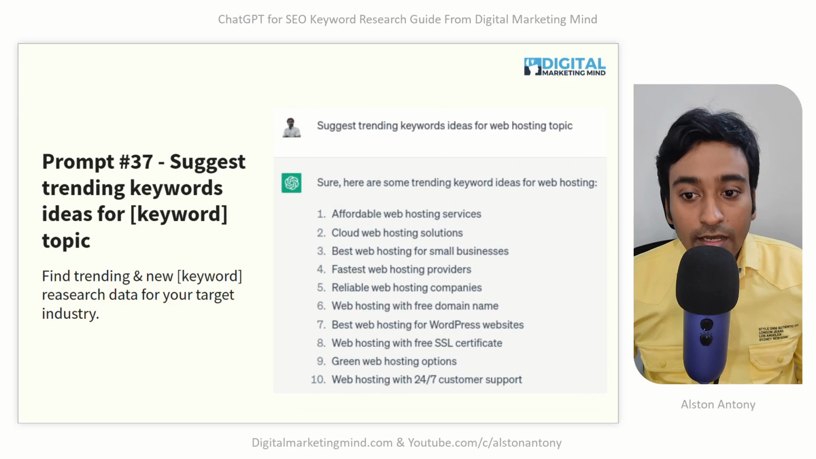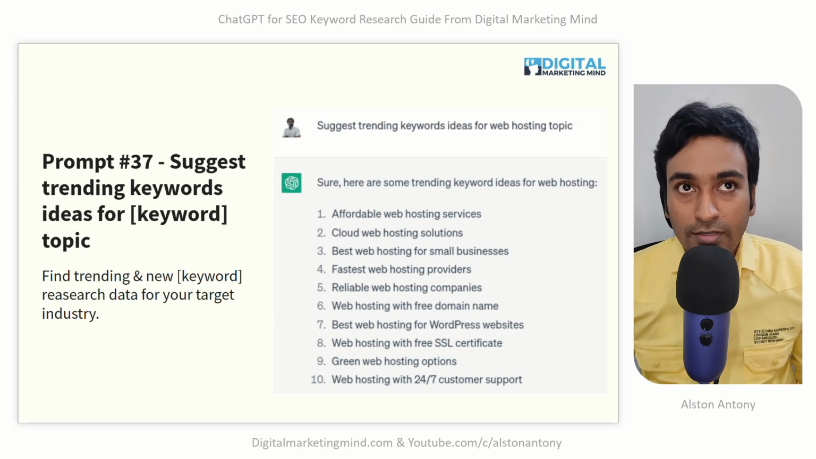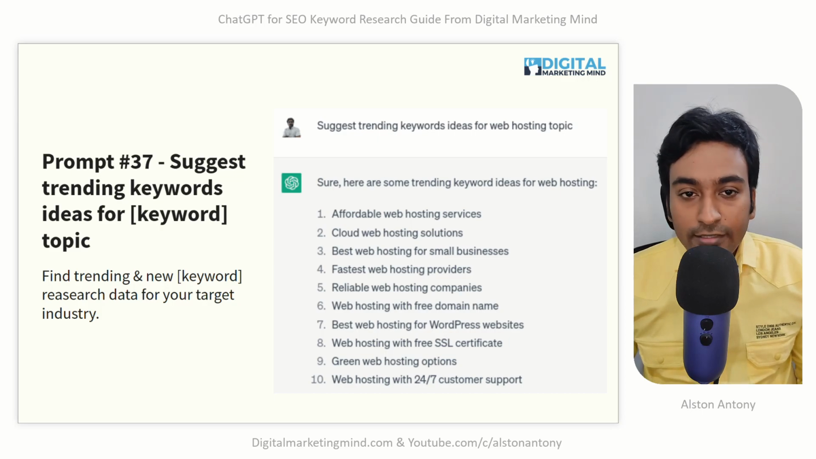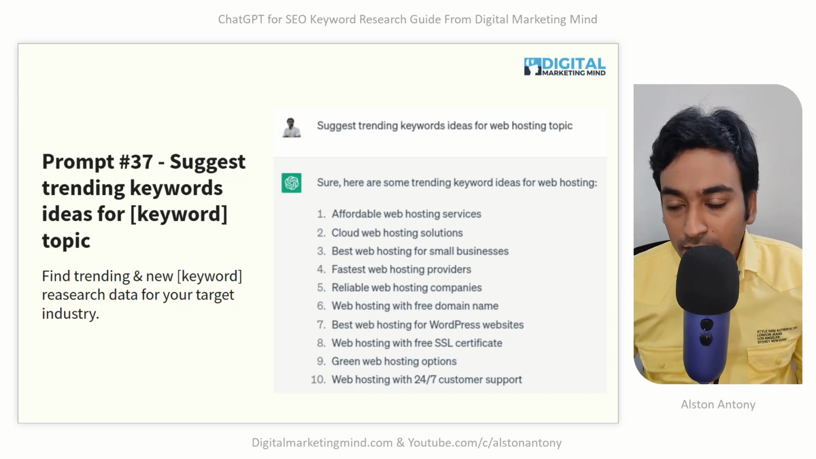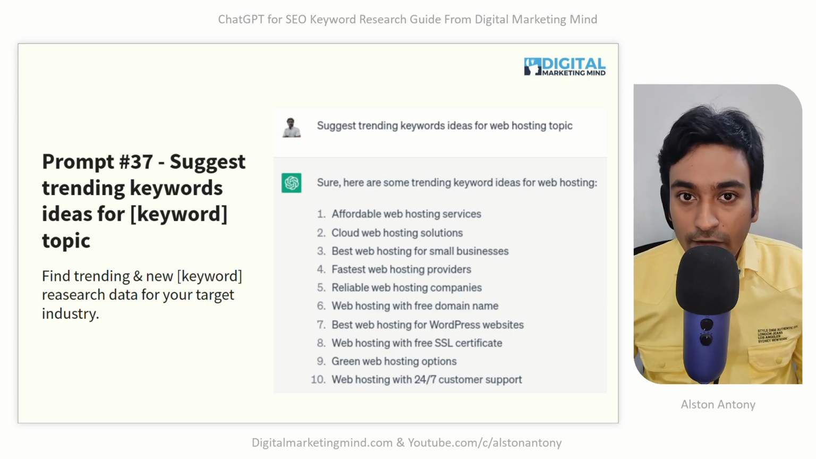Prompt 37. Suggest trending keyword ideas for my topic. Here also there is limited information, because the trending data will be limited to the data it is trained on. So based on the data it was trained on, it will give trending or recent keyword ideas for your topic.